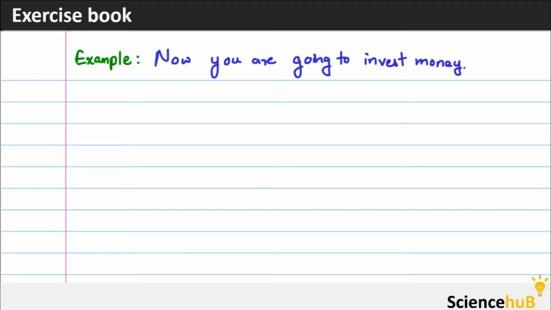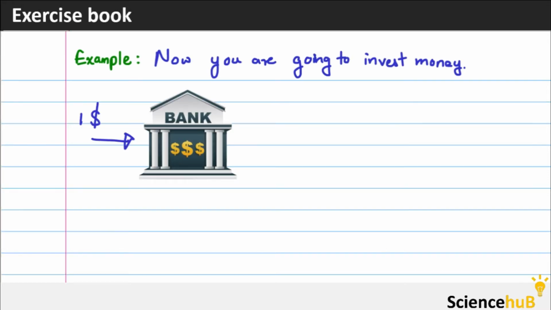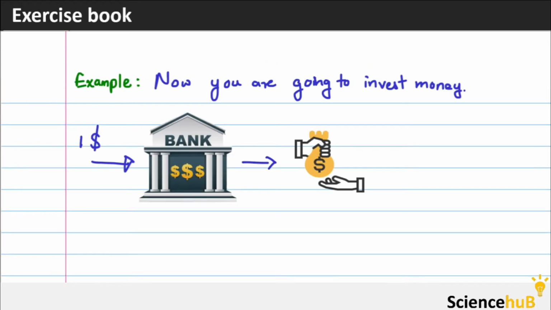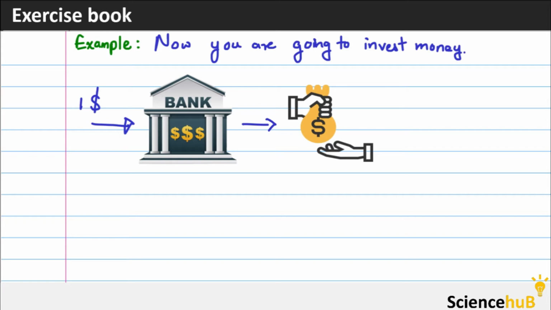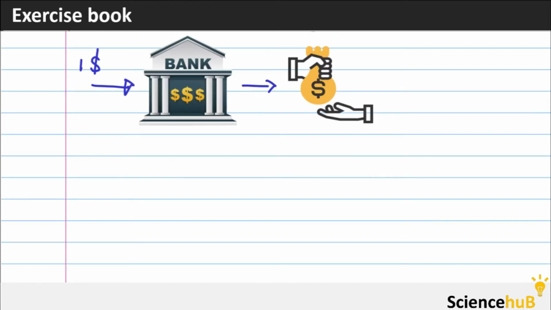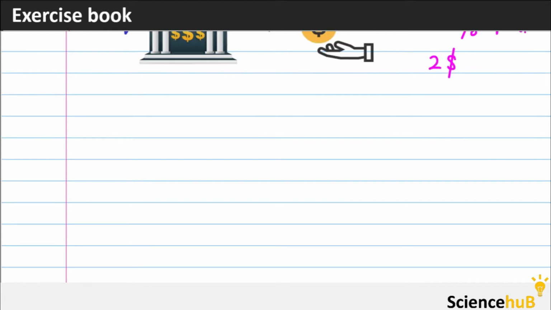Now you are going to invest money. You are going to invest $1 to a bank and get the revenue. Suppose that this bank is paying you 100% interest per annum. That means you will get $2 at the end of the year. Let's draw profit versus time.